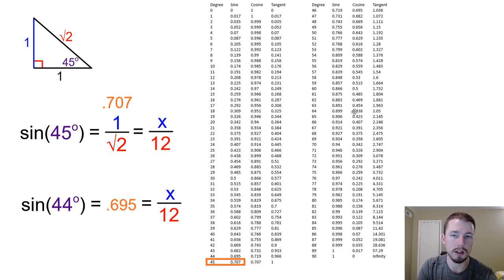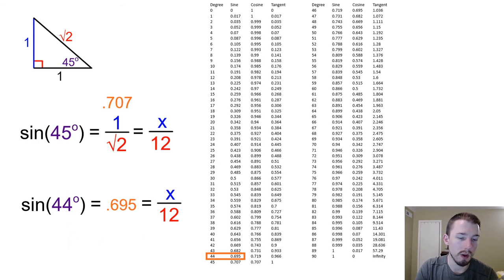This is our trig table, which historically, if you didn't have a scientific calculator, this is how you would actually have to solve it, by looking these up. So the ratio of the sine of 45 is 7.07. That comes in our trig table. 45 is our angle, and then sine is going to be 7.07, which is the ratio of 1 divided by radical 2. Sine of 44 is going to be slightly less than that. Now it's going to be 0.695, which would be the sine of 44.